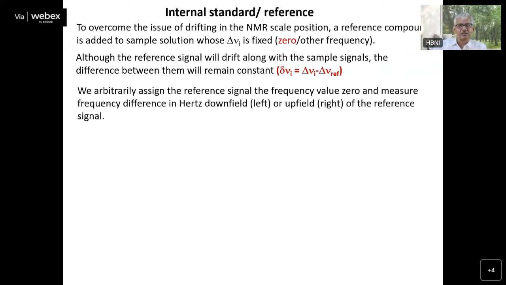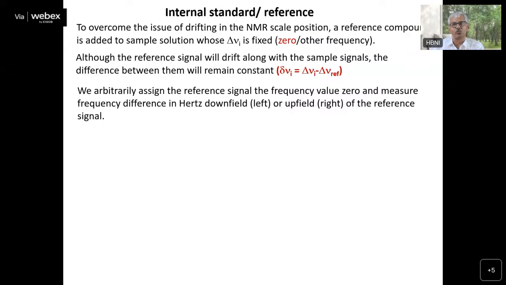So, we arbitrarily assign this reference signal a value of 0, but you can take any value. Most of the time we take it as 0, but you can assign it to any other frequency. Nowadays we don't use TMS as a reference in the same way, because TMS was used earlier, and we used to take all these 12 proton signals to 0.